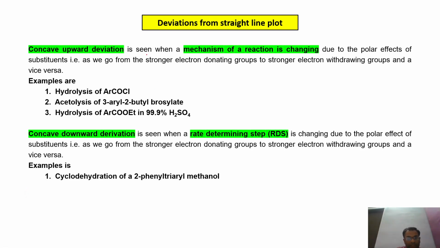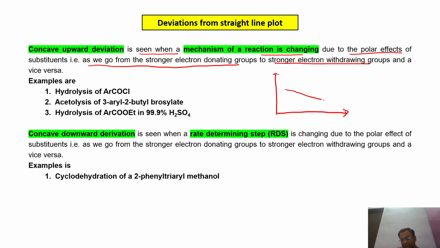So, concave upward deviation is seen when the mechanism of the reaction is changing due to the polar effect exerted by the substituent. That is, as we go from a stronger electron donating substituent to a stronger electron withdrawing substituent, the mechanism of the reaction changes, and therefore, in such reactions, we have a concave upward deviation. For example, if this is the straight line and the mechanism of the reaction is changing, then the line shows the deviation in this way. Such a deviation is said to be the concave upward deviation.